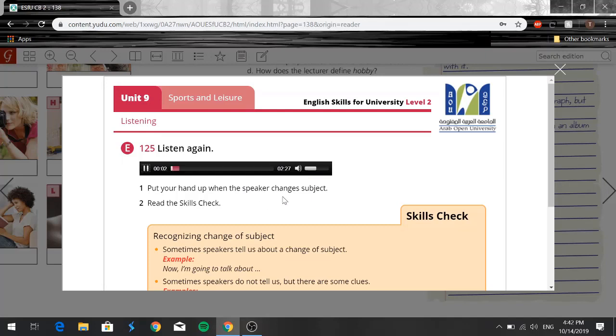125. Exercise E. Listen again. Sometimes it's easy to see the result of a hobby. For example, in model making, there's a model at the end of the process, perhaps a plane or a ship. Model makers probably get more pleasure from making the model than they get from looking at the model or playing with it. That's why they soon start making another model.